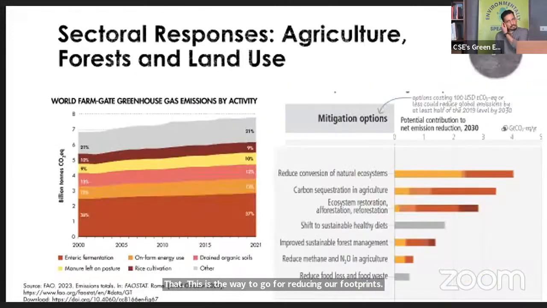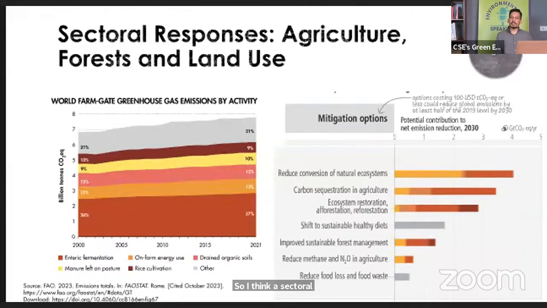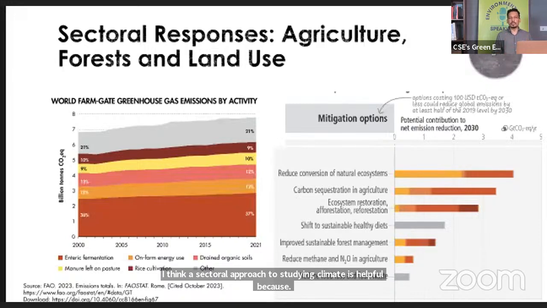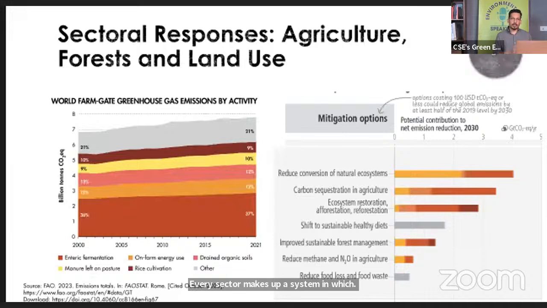So I think a sectoral approach to studying climate mitigation is helpful because every sector makes up a coherent system in which solutions are generally interlinked. For instance, the agriculture, forestry, and land use sector, which is shown on your screen, is different from the energy sector or the industry sector, the waste sector. Each sector needs a dedicated focus of mitigation solutions.